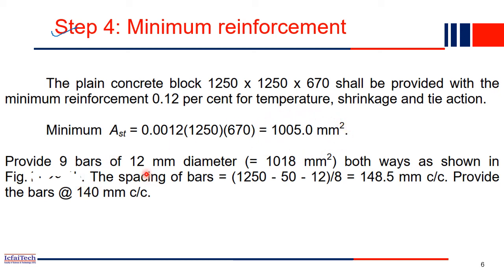So provide 9 bars of 12 diameter. If you find out how many bars are required and what type of bar you want to provide, you will get the number of bars, and any diameter you can choose as shown in the figure, and the spacing also you can compute easily. So provide the total bars with the spacing, so easily we can now compute it using this formula. So Ast is now computed. Step 4 done.